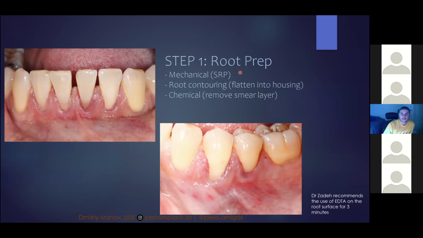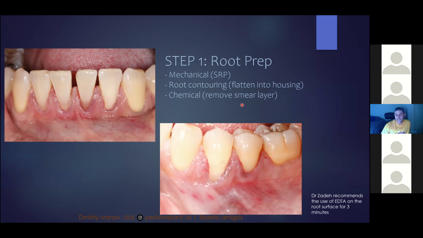First step in these procedures is to clean the roots, right? It's just SRP, root planing. You just clean it. You can recontour the roots if they're very protrusive, or if they're very ovate, kind of convex. You want to decrease the convexity, flatten it a little bit, and bring it into the housing, because tissue does not like growing over convex surfaces.